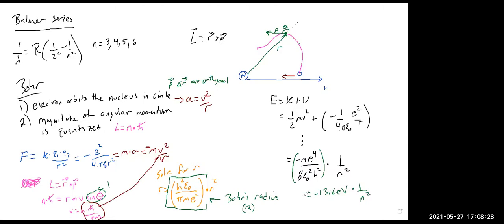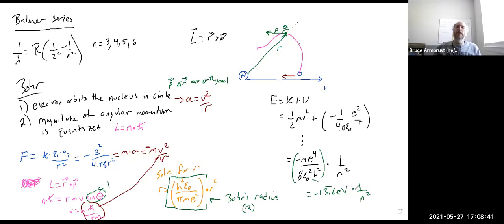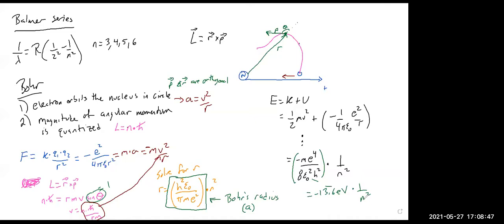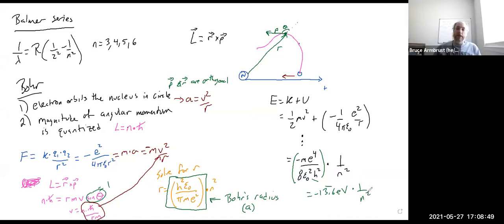So energy is going to decrease exponentially as the energy level increases, correct? So as n gets bigger, this number actually gets larger; it goes closer to 0. So it's increasing. We're increasing our energy. We're also going to see the radius of the orbit increase.